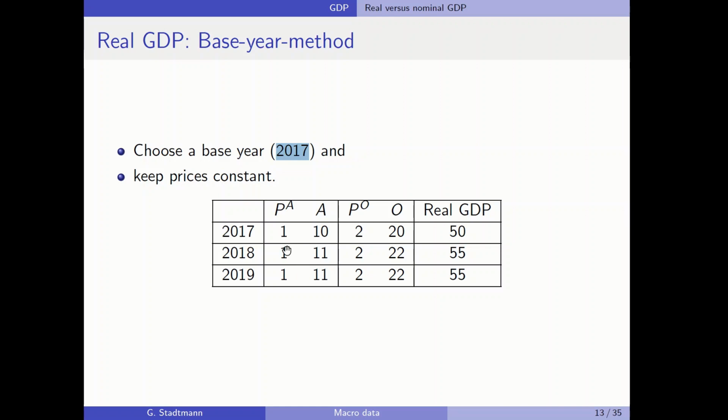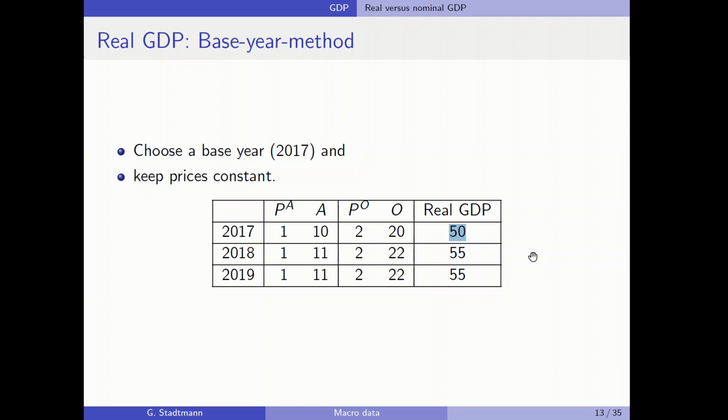So prices are constant, equal to 1 when it comes to the price of an apple, because the apple price was equal to 1 in 2017. Also, we keep the prices of oranges constant, equal to 2, because 2 was the orange price in the year 2017. And then we just once more multiply price times quantity plus price times quantity, and we get here the information about the real GDP.